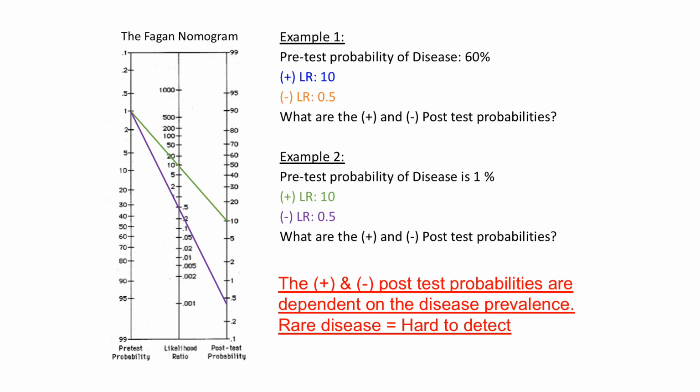So this illustrates the importance of pretest probability and its effect on positive and negative post-test probability. What we want you to take away from this lecture is that the positive and negative post-test probabilities are highly dependent on the disease prevalence, and that rare diseases or diseases with low prevalences in the population are harder to detect.